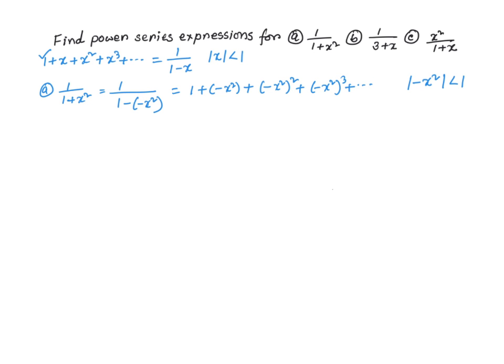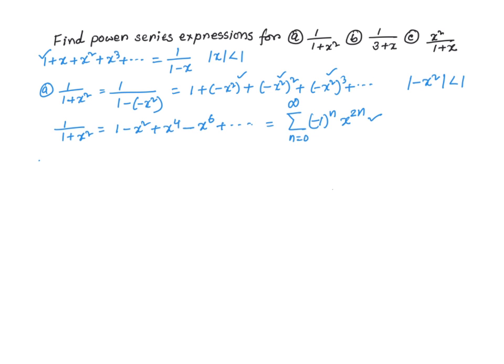So I could rewrite it as 1 over 1 plus x squared is equal to 1 minus x squared plus x to the power 4. So negative x squared whole squared is x to the power 4. Then negative x squared whole cubed is negative x to the power 6, plus dot dot dot. Now this is what the expression looks like, and if we want, we could express it as a general term. If we did that, this is what we are going to get: summation n equals 0 to infinity negative 1 to the power n x to the power 2n.